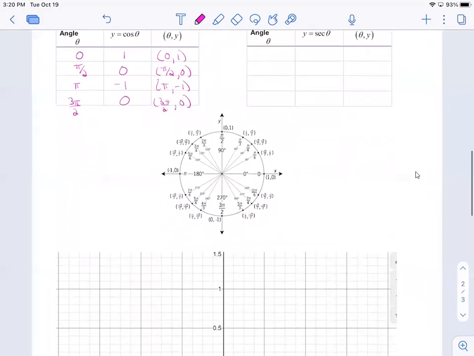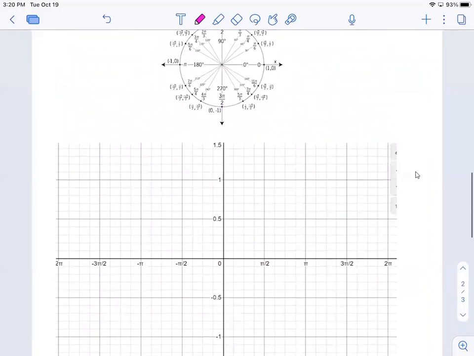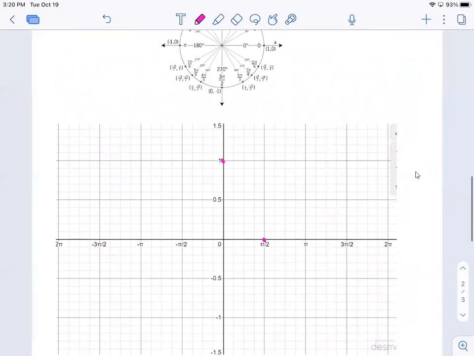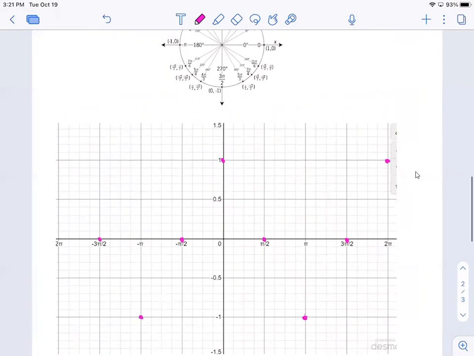And I'm going to go to the graph and plot these coordinates. So at 0, it gives me 1, pi over 2, 0, pi, -1, 3 pi over 2, 0, and then 2 pi, when I complete that full revolution, will give me 1 again. And remember, cosine is an even function, so it's symmetrical with the y-axis, so I don't have to do much work. I know this will be 0. I know this one will give me -1. This will give me 0, and this will give me 1.